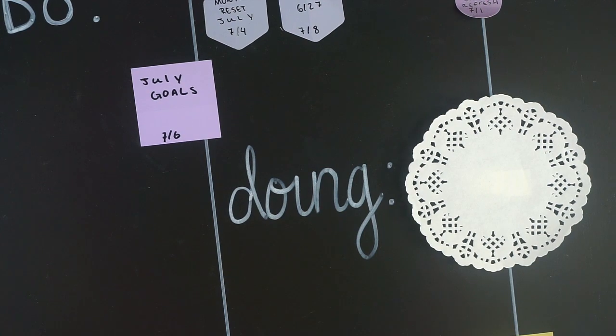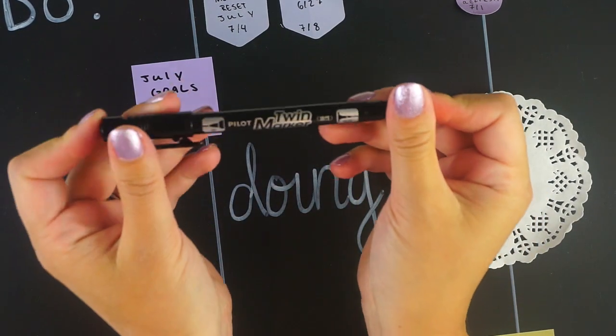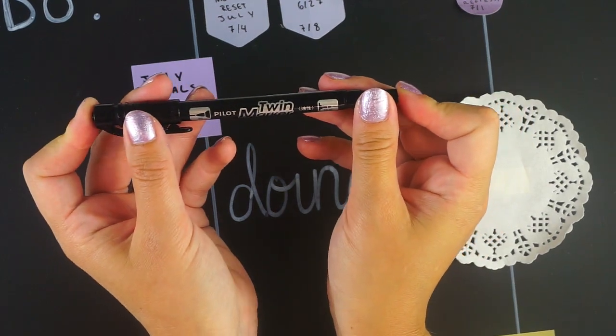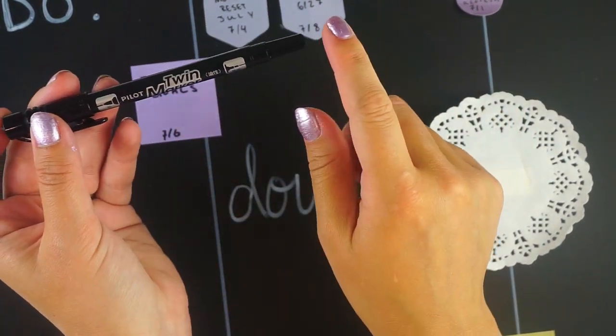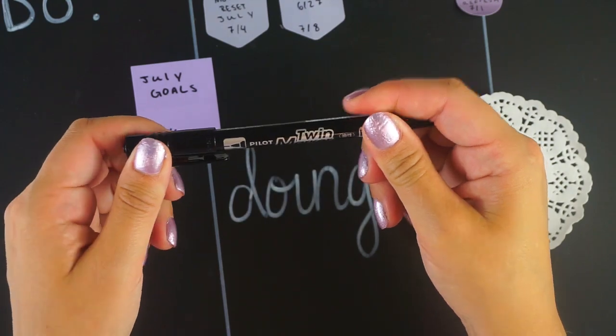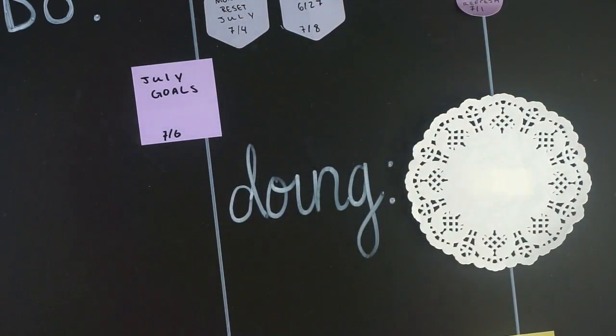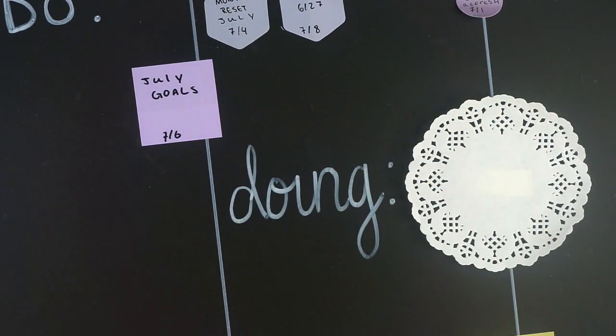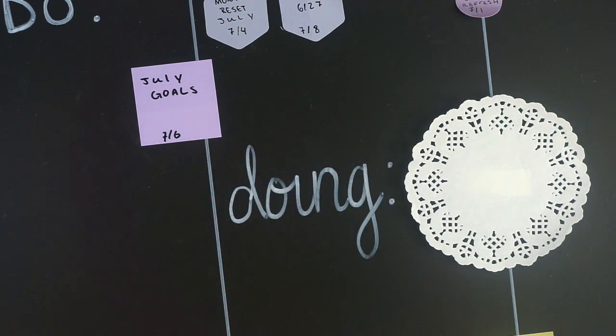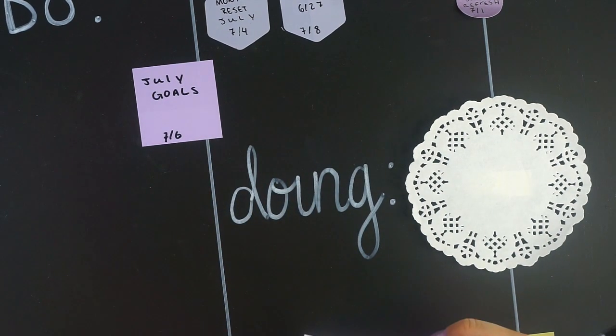And then afterwards, by the way, this is a permanent oil-based marker. It is a Pilot Twin marker, and it does have 2 different lines. This is the thicker line, and this is the thinner side. So I really love this marker. I bought this specifically to write on all of these transparent sticky notes.